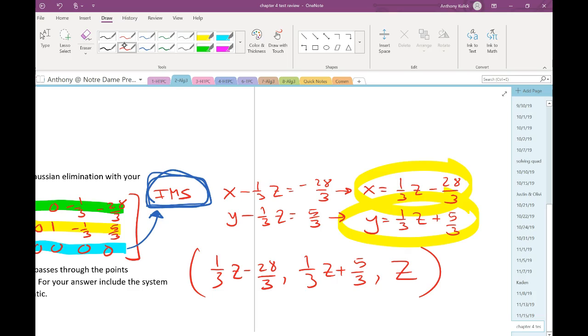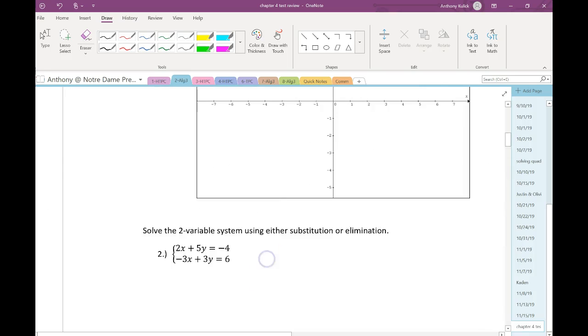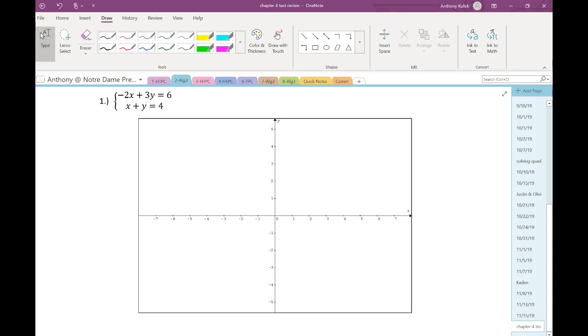Who's next? Addie. Sure. All right. So, if I want to solve this by graphing, I have to graph each of these two equations and find their intersection, right? What shape of graph are these two equations going to provide?